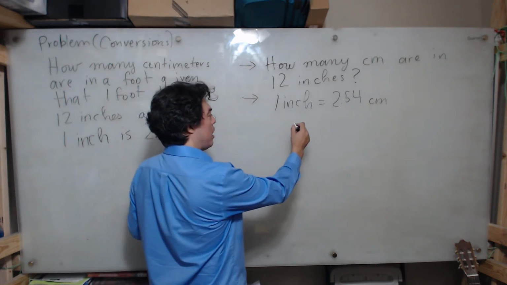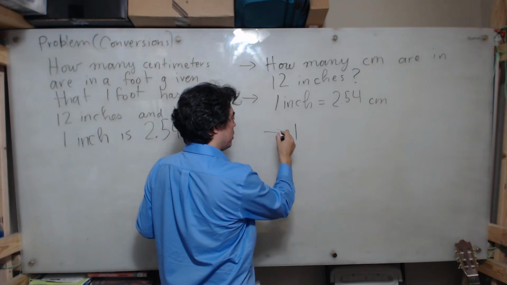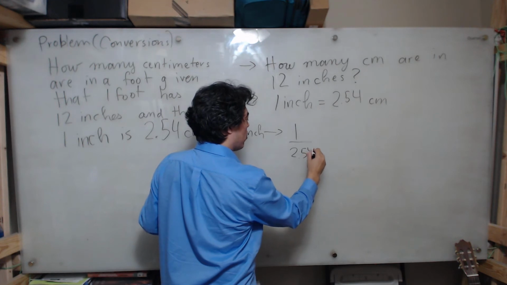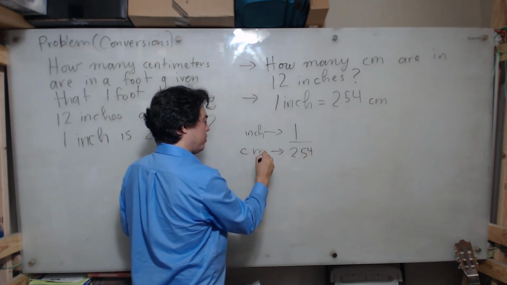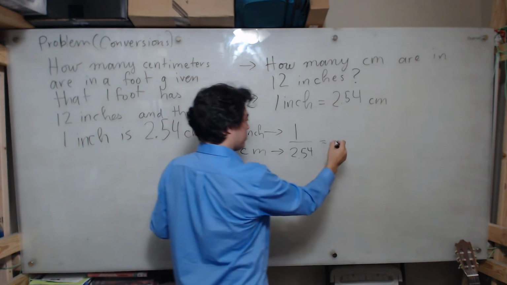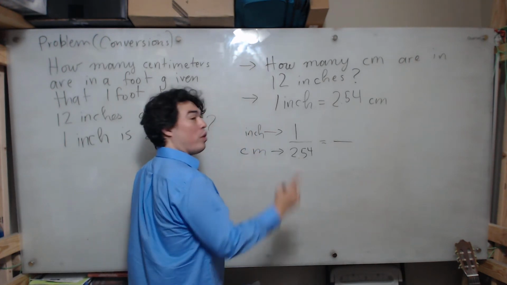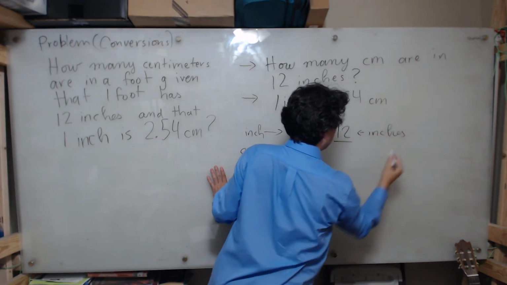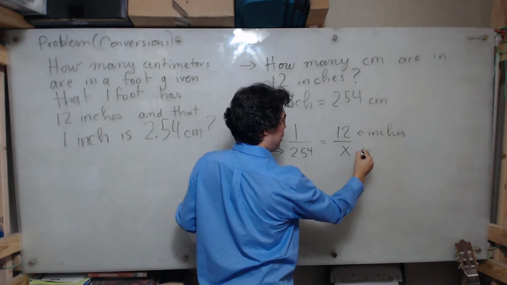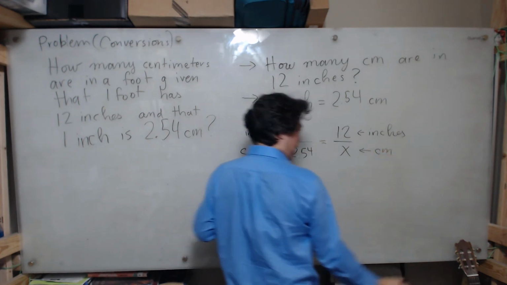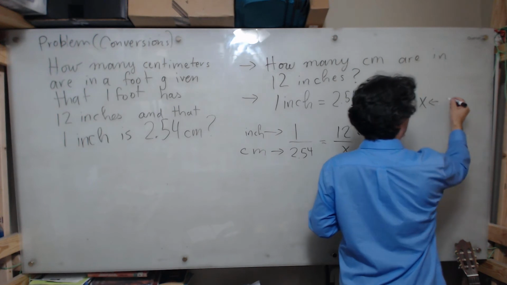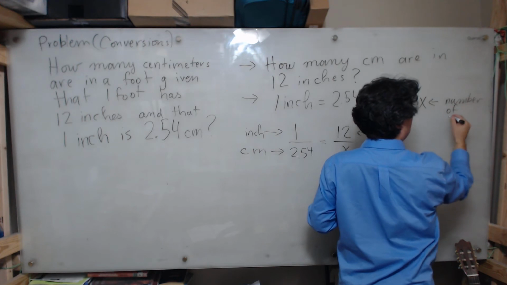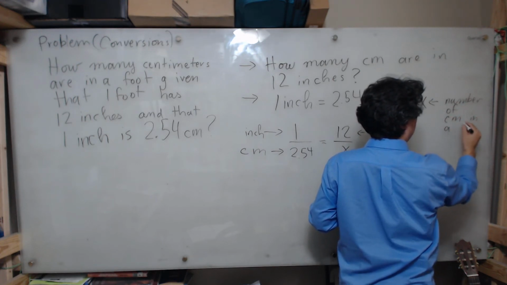So I can write down the ratio 1 inch to 2.54 centimeters, right, is equal to 12 inches and our unknown number of centimeters, we're going to label it as x. Okay, so x here is going to represent the number of centimeters in a foot. Okay.